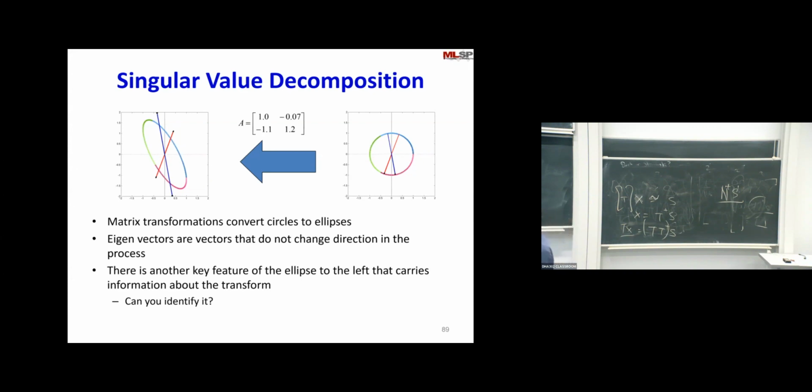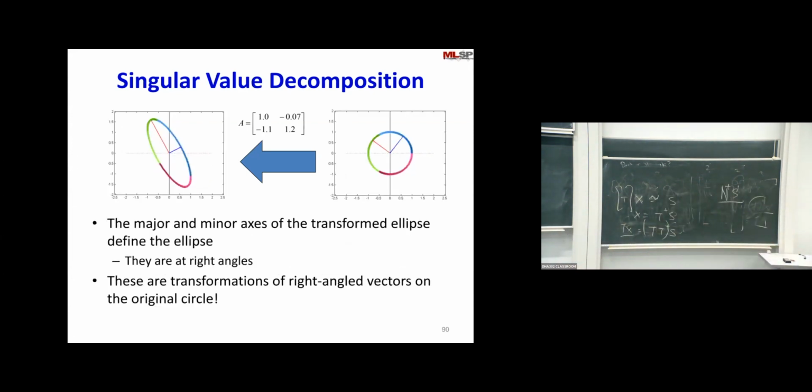The major and minor axes, right? And so when you look at the transform, there's a second way of defining transforms. There's a set of orthogonal vectors in the input space which remain orthogonal in the output space. And every matrix transform is going to have this property. These are called the right singular vectors. The ones on the left are going to become the left singular vectors.